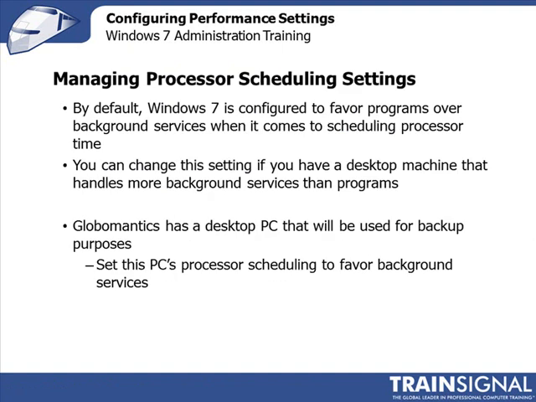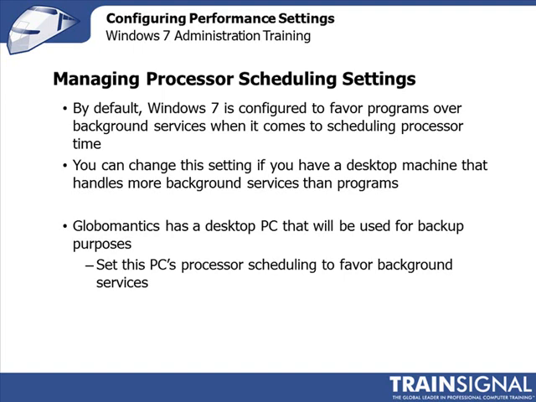Beyond the two processor items we just looked at, there's an additional item you should consider depending on the role of a particular Windows 7 machine. By default, Windows 7 is configured to favor programs over background services when it comes to scheduling processor time. After all, Windows 7 is a desktop machine that runs things like Microsoft Office. Therefore, when users want to use Office, it's going to be scheduled to a higher level than some other things that are not as important, like background services.